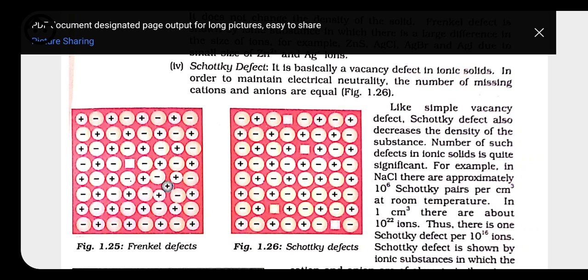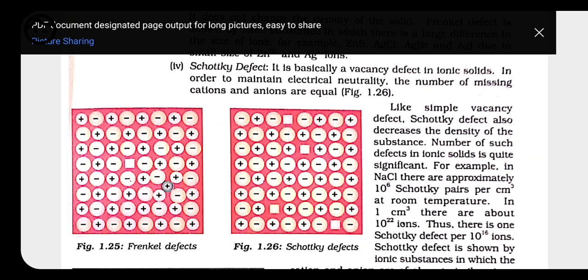Okay, so for this one, again there is a decrease in the density, but there is no change in the electrical neutrality, because whatever the number of positive and negative ions that come out from the crystal, it would be the same.